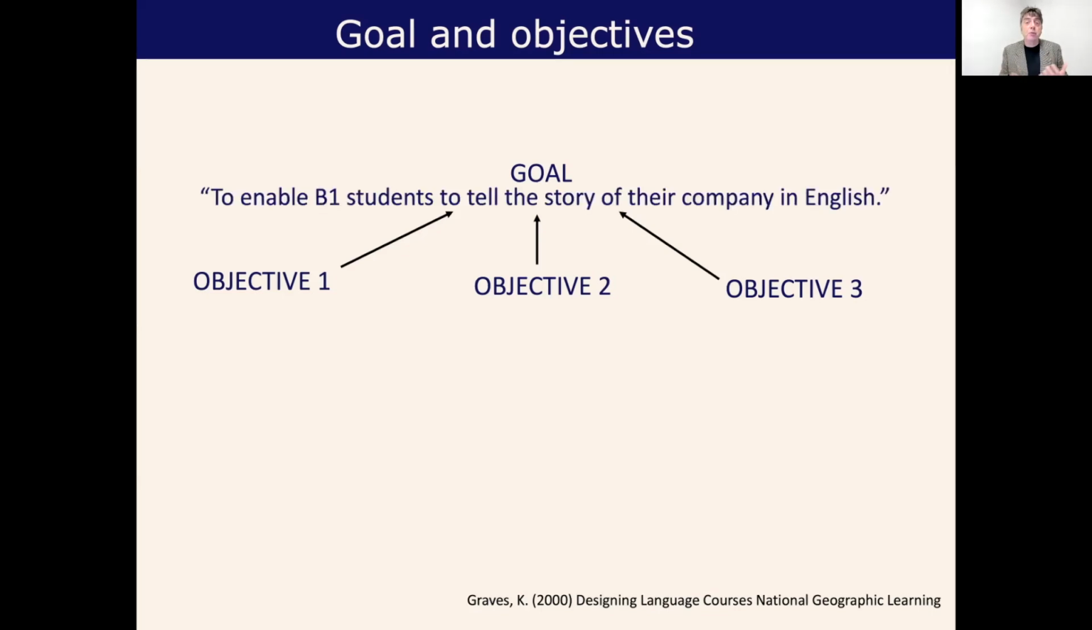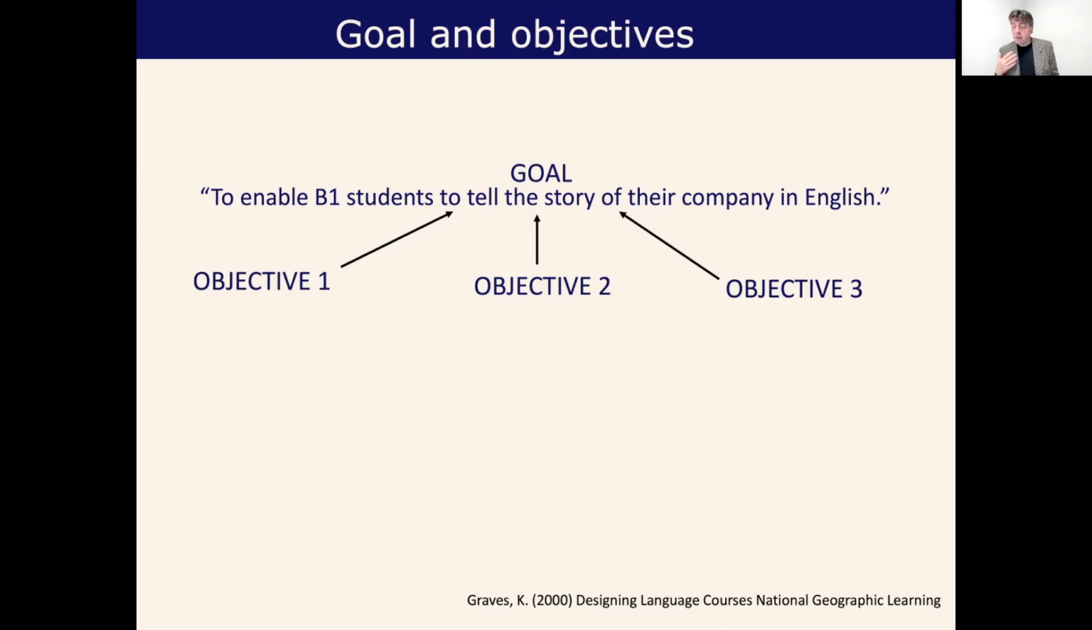The goal is to enable B1 students to tell the story of their company in English. So imagine this is an adult group of learners learning business English perhaps, or English for their work. They're at sort of B1, low intermediate level. They want to tell the story of their company in English so that when they meet somebody and somebody says, "Who do you work for?" rather than just saying the name of the company, they can kind of tell the story of their company and how it began.